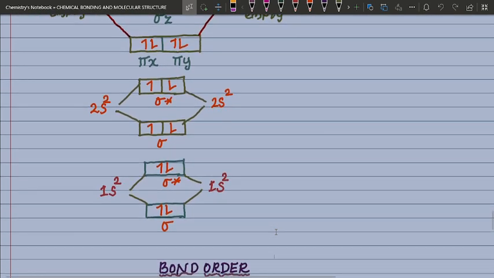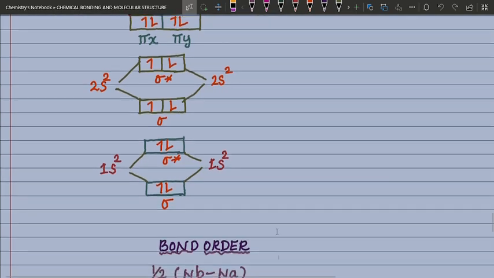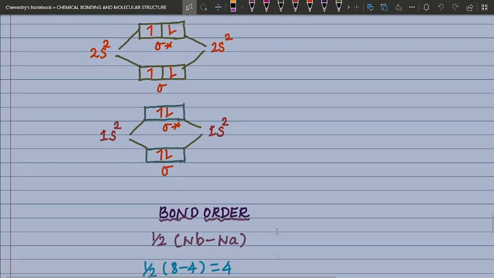See next the 2s2 orbitals. This is the 2s2 orbital. Here 1 electron, here 1 electron, here 1, here 1. So here both are equal. Next, the 1s2 orbital. Here also 2 electrons, here 2 electrons. This is sigma star, this is the sigma. Here 1s2, 1s2.